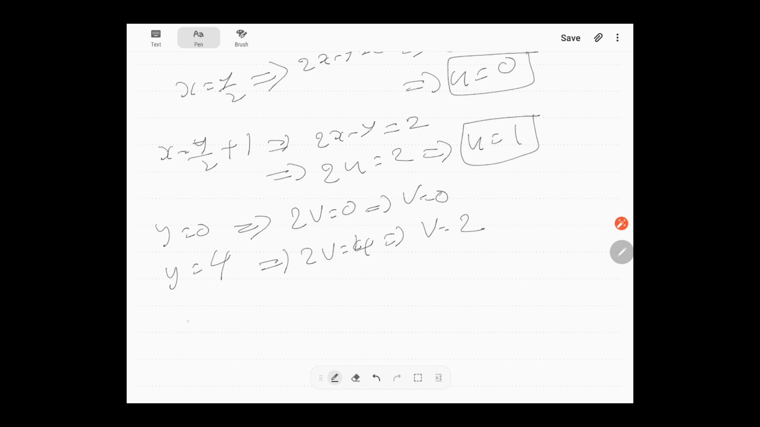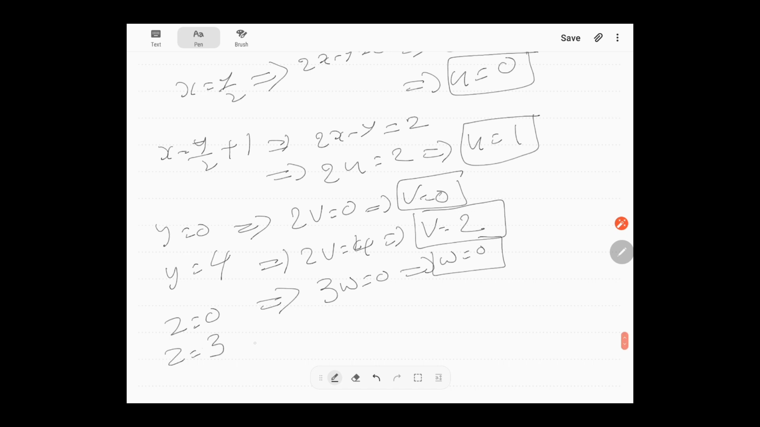Another one is z is equal to 0. z is 3w, so 3w is 0. That means w is 0. So u goes 0 to 1, v is 0 to 2, and w is 0. Similarly, z is equal to 3, so 3w is equal to 3. That means w is equal to 1.